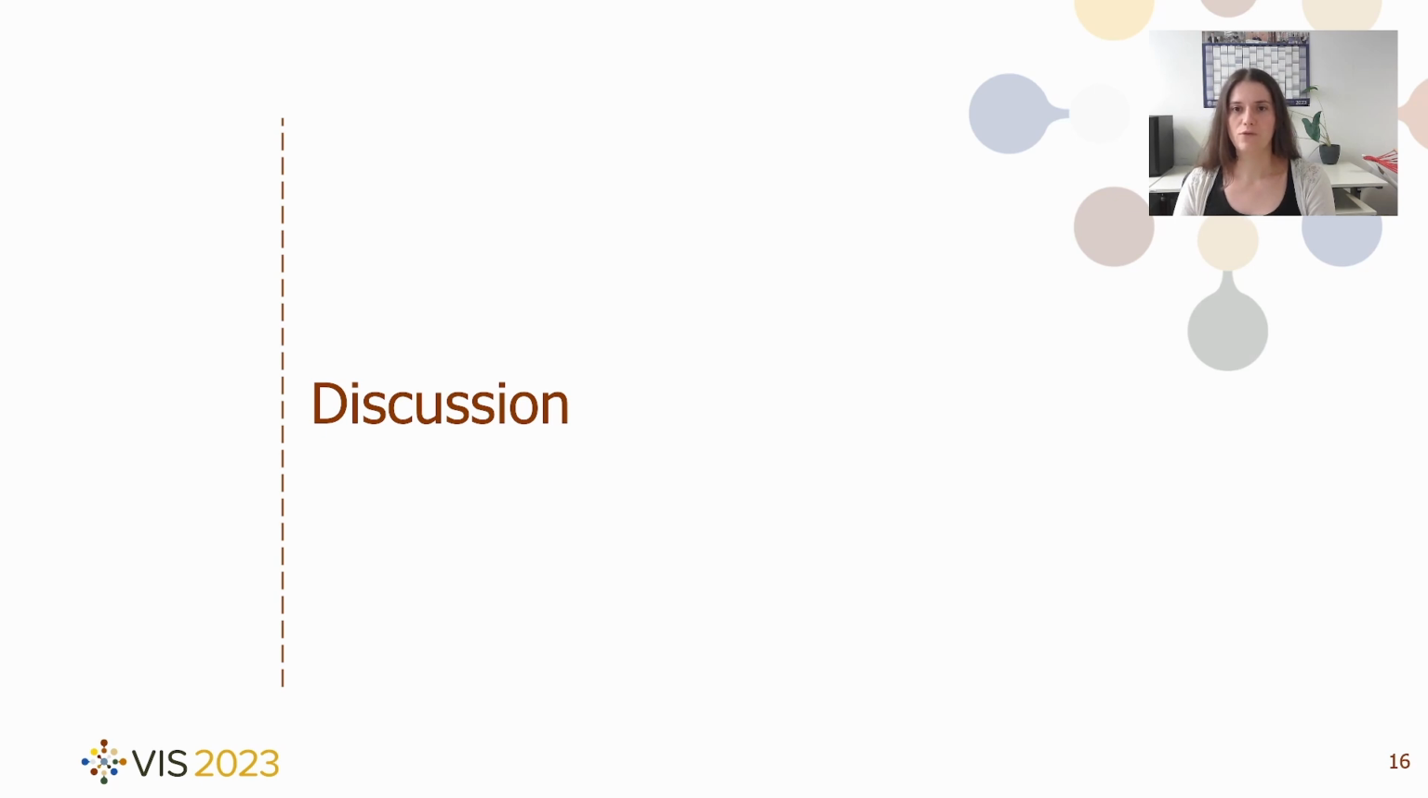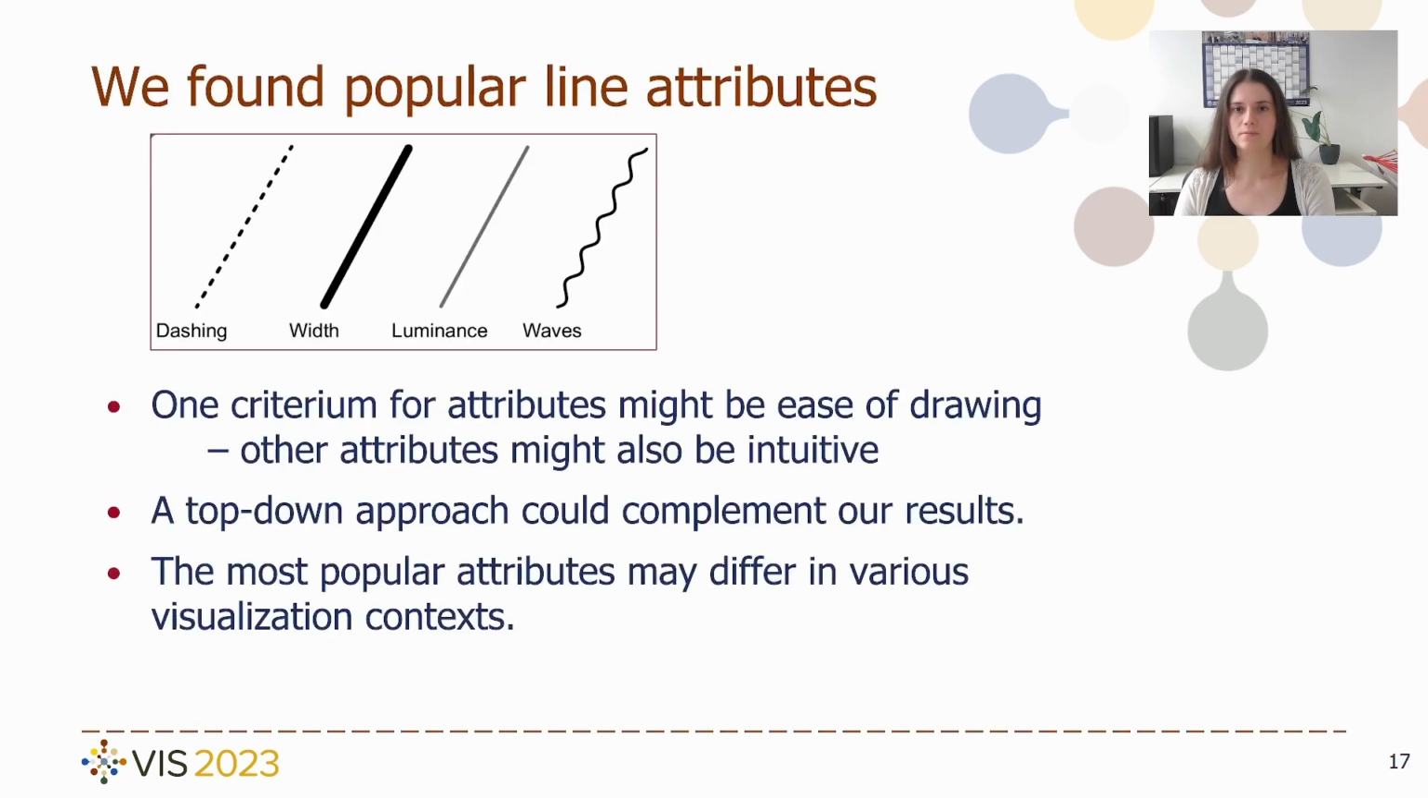Next, I will discuss our findings and their limitations. In our drawing study, we found popular line attributes for drawing uncertainty. These are line attributes that the participants used intuitively for drawing uncertainty. However, intuitiveness alone was probably not the only deciding factor for using a line attribute. As the participants had to draw the lines, ease of drawing probably was another factor. Other attributes might also be intuitive. A top-down approach of searching the literature for line attributes commonly used by researchers and practitioners could complement our results.